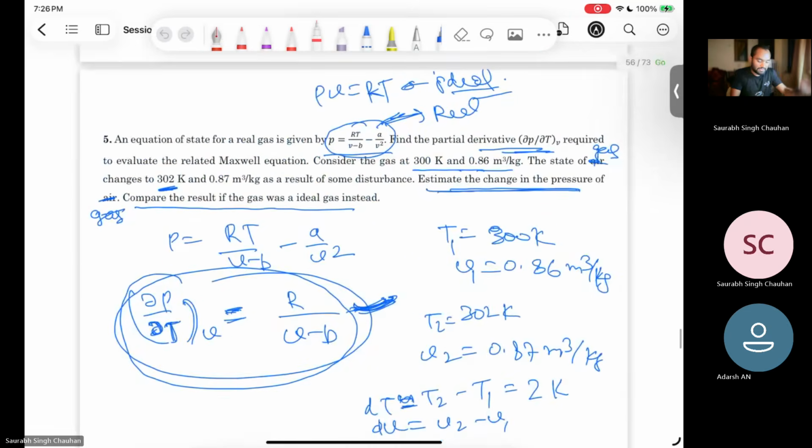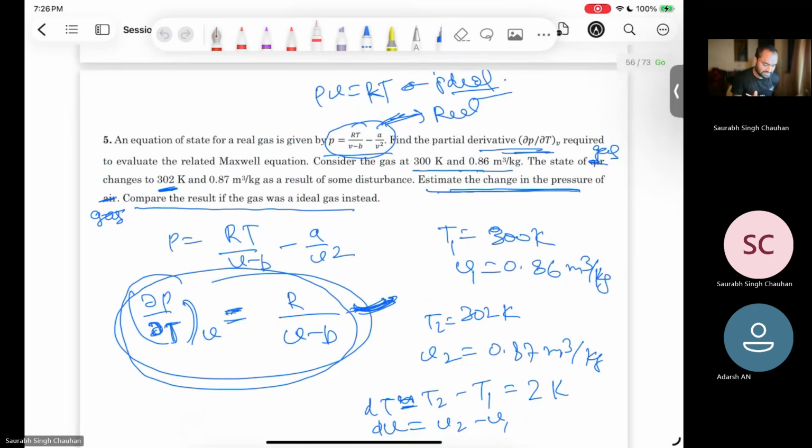Okay. Then we discussed some examples. For example, this example number 5. So I will just read it. An equation of state for a real gas is given by P equal to some equation, and it is asking us to find the partial derivative of P with respect to T, keeping V constant, because it is required to evaluate the Maxwell equation.